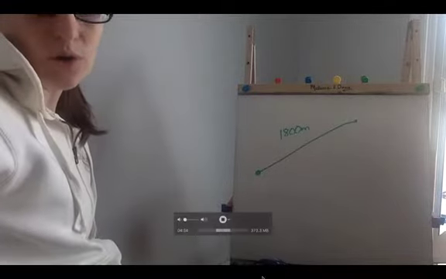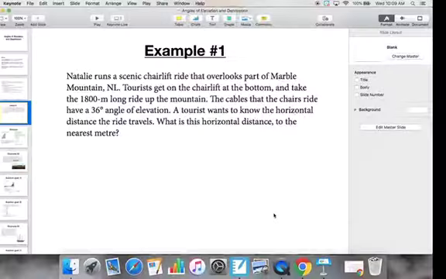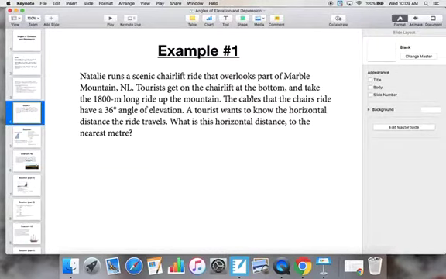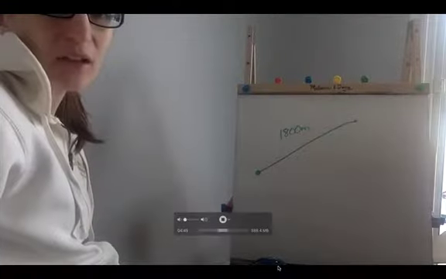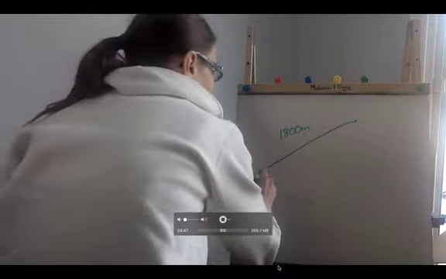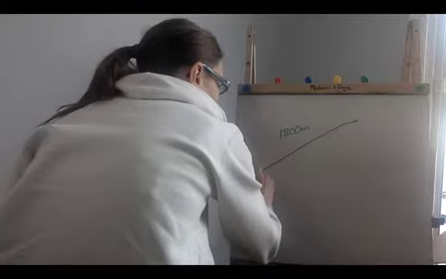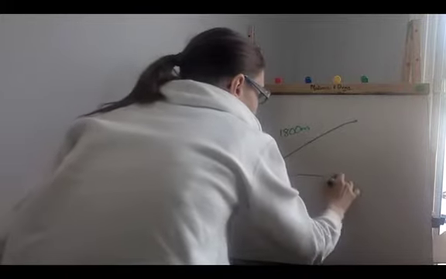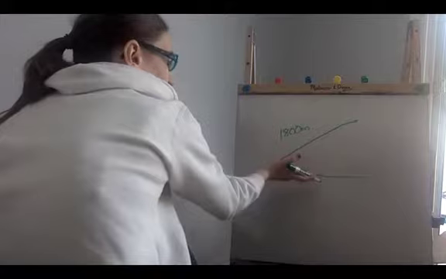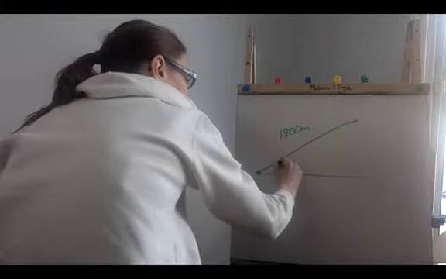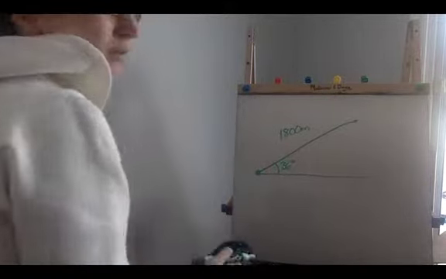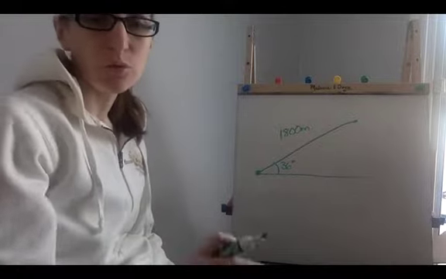We're also told in the question, if we flip back and forth a bit, the cables that the chairs ride have a 36-degree angle of elevation. Angle of elevation, what we just defined, is measured from the horizontal. So this is where we get on. The horizontal is that straight line going across, and then we angle up 36 degrees.